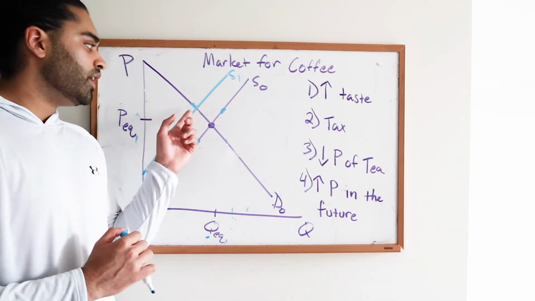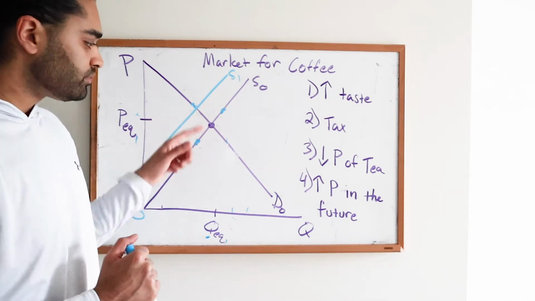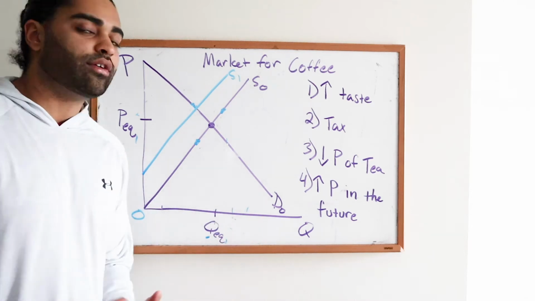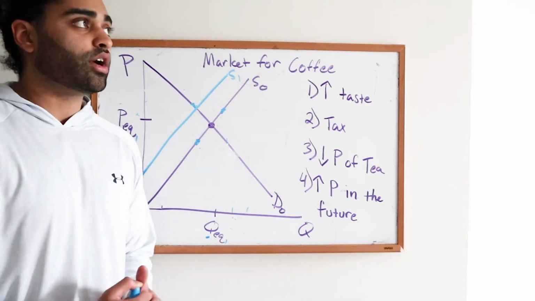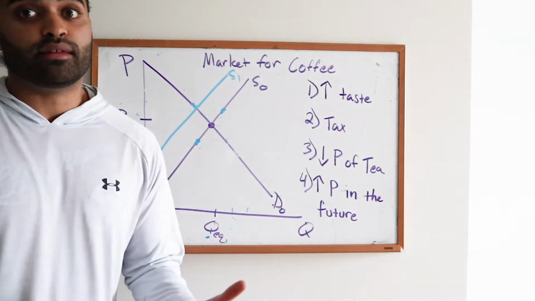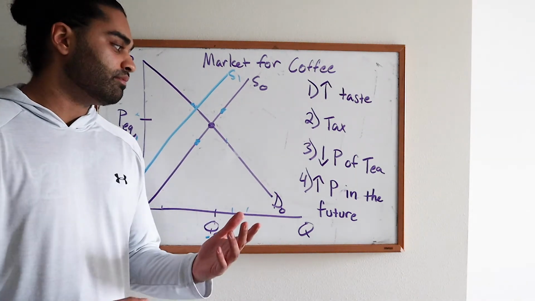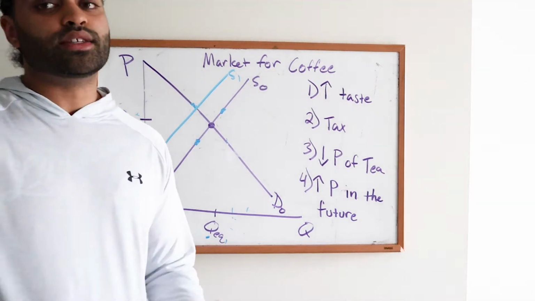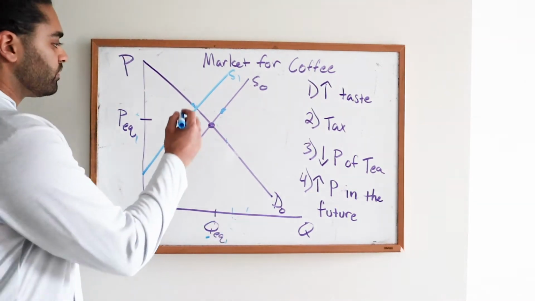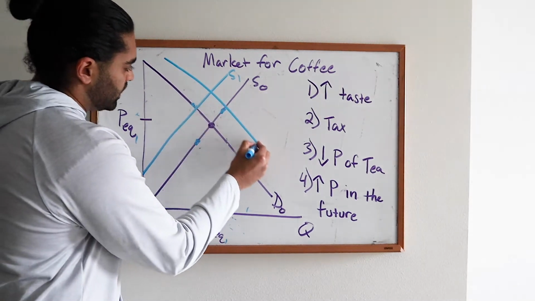So this is our initial intersection. Now, what we're going to do is with demand. So if the price is higher in the future, what are people going to go out and do today? The correct answer is they're going to go out and purchase more today because they want a lower price. So today it's cheaper than it is in the future. Again, we're looking at the snapshot of the market today. So demand is going to increase.